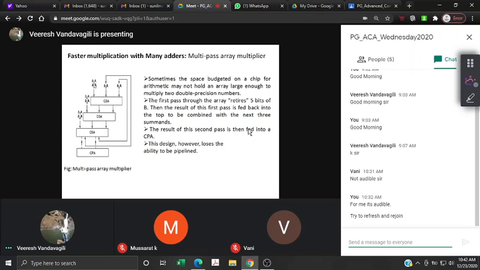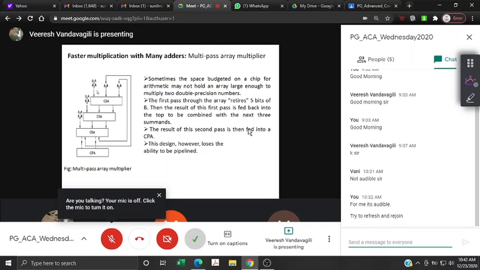With these summands the results will be added, and then fed back into the CPA, the carry propagate adder. The hardware is less, but pipelining is not possible as it involves feedback.